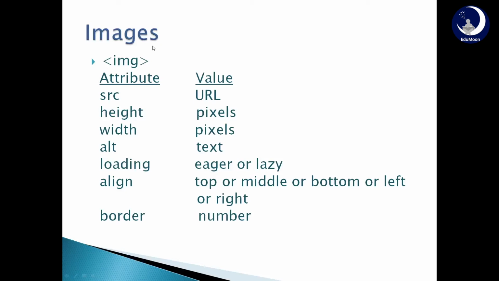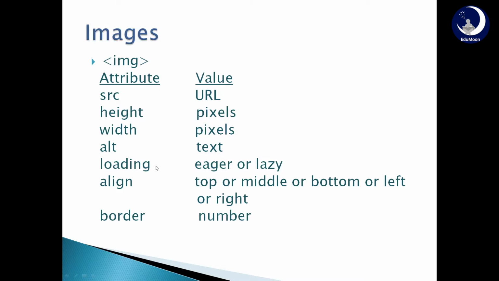The next topic is images. The IMG tag in HTML is used to insert images in a web page. Its attributes are src, height, width, alt, loading, align, border. src is a source URL, which is the path of the image over the internet or from the local file system. Alt is a text which is going to get displayed in the place of the image when the specified URL is not a valid one.